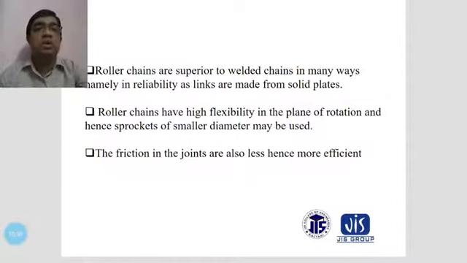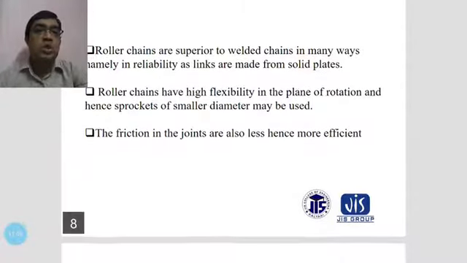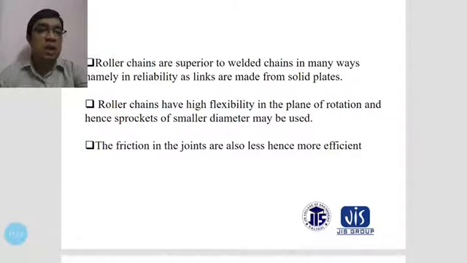When friction comes in, a friction force also comes into the system, but this is considered as less friction. The friction in the joints is very low, and the efficiency will be very high, and there is no loss found due to friction.